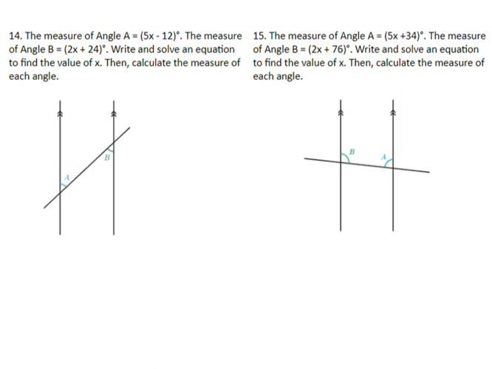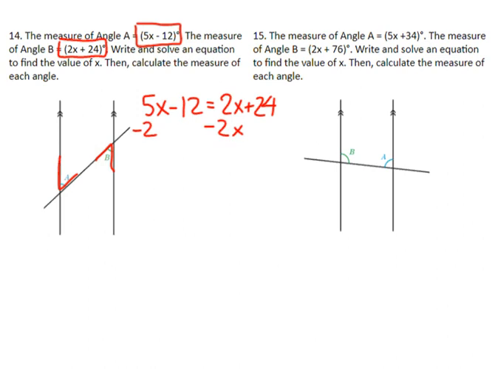So on number 14, I can see that angle A and angle B are alternate interior, which means that they are congruent to each other. So I can set up my equation by just saying that angle A is equal to angle B, or those expressions are equal to each other. So 5x minus 12 equals 2x plus 24. We can subtract 2x from each side. That's one possible starting step.